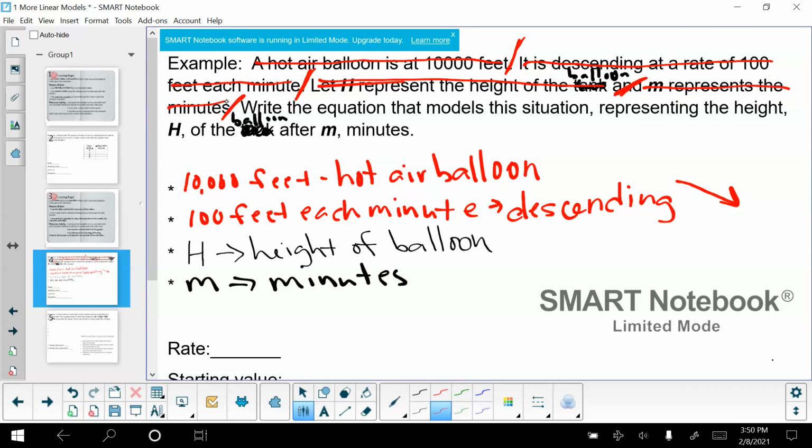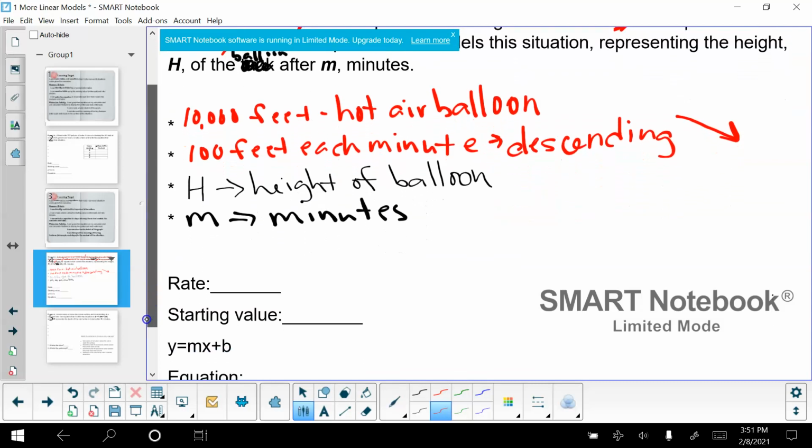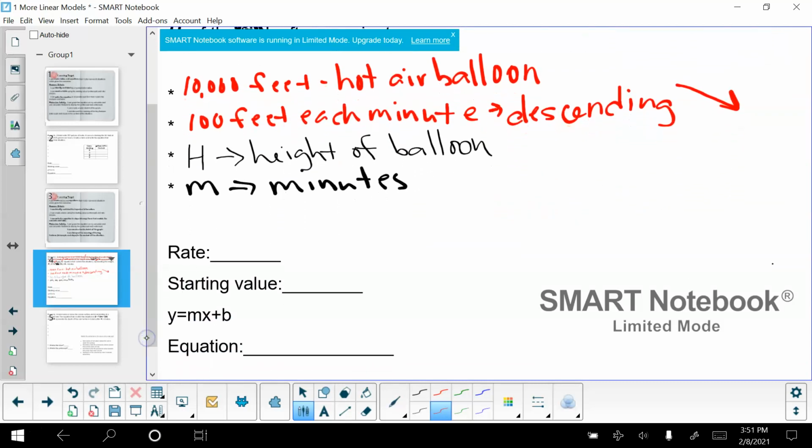And then the last sentence says, write the equation that models this situation representing the height h of the balloon after m minutes. So what they really want is for us not to use x's and y's, but h's and m's, which is fine. We're going to go ahead and start looking at how we're going to pick it out.